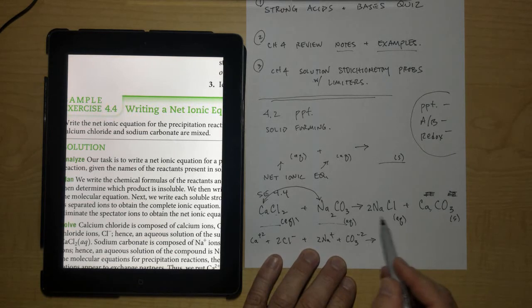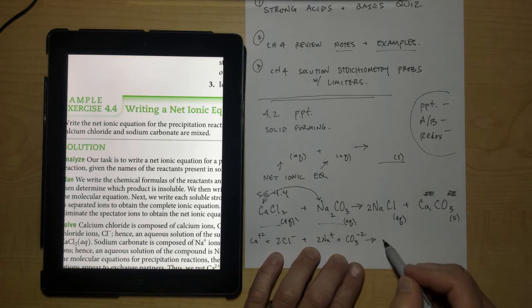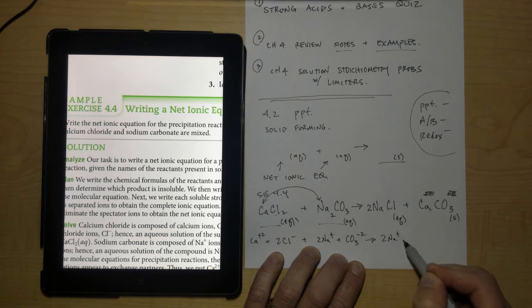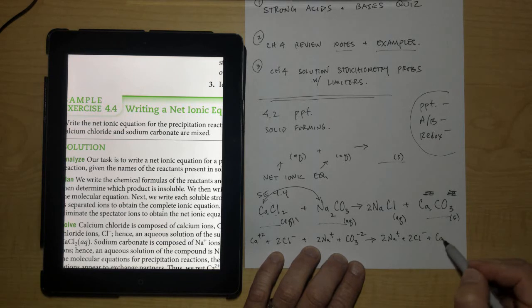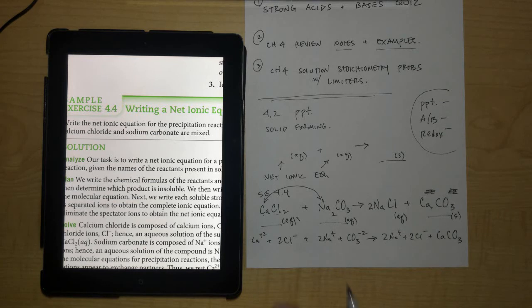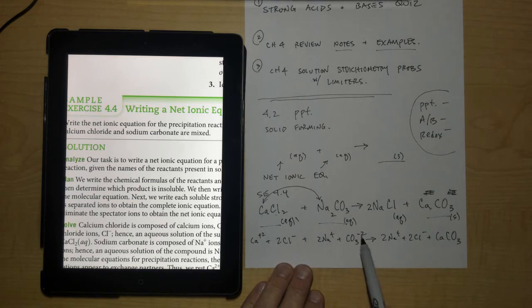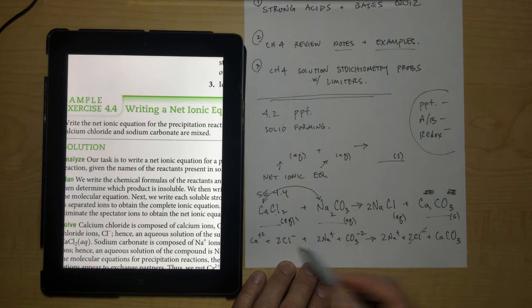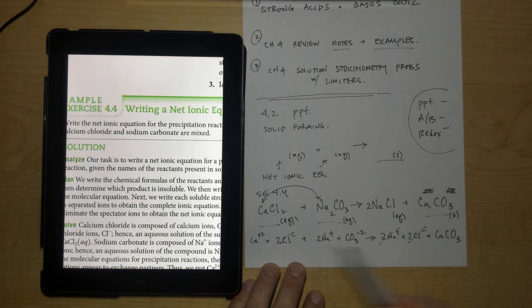On the right-hand side, NaCl right here is aqueous as well, so write it as 2 Na plus and 2 Cl minuses. And then this guy is a solid, so we don't break it up, so leave it together as CaCO3. Be really careful about writing the charges and be really particular and picky about those. Notice anything on both sides of the reaction can cancel, so those will cancel, and then we're left with 2.